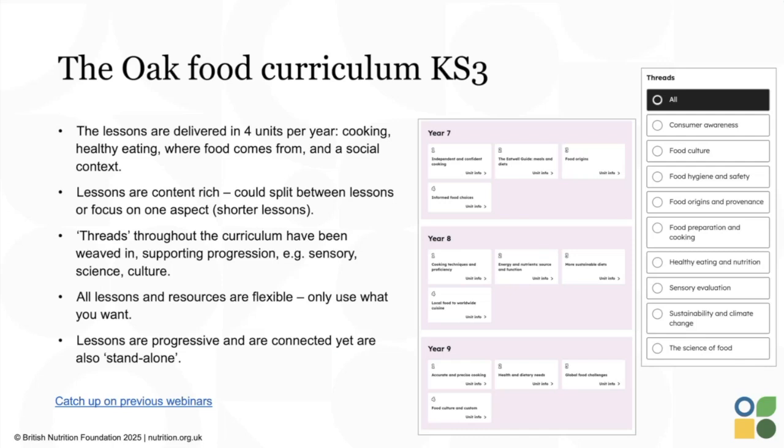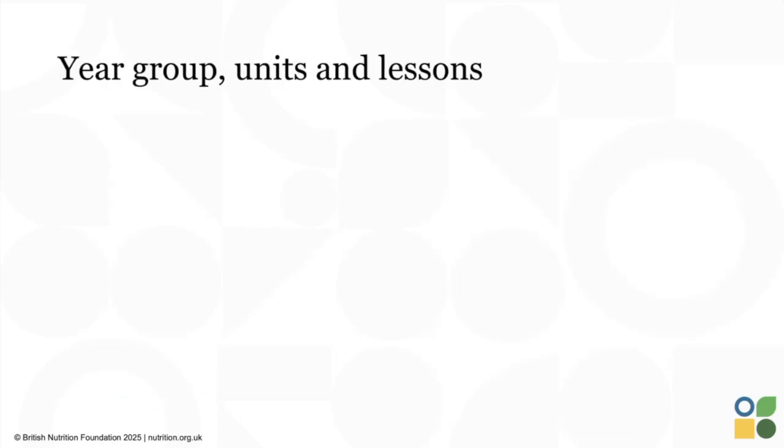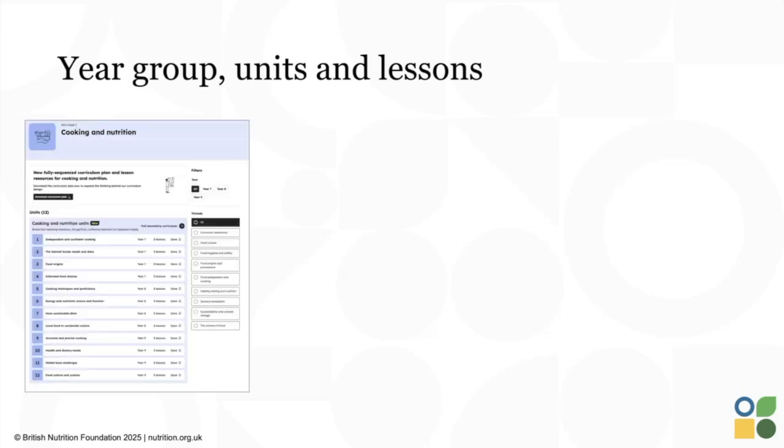And all the lessons are progressive. So as I've shown you, they link to Key Stage 1, 2 and 3. But also, not only are they progressive, they can be used as standalone lessons as well, which might be helpful, for example, as a cover lesson. So let's have a quick look at year groups, units and lessons. So year group, so let's take all of the year groups here. So this is Key Stage 3, year groups 7, 8 and 9.